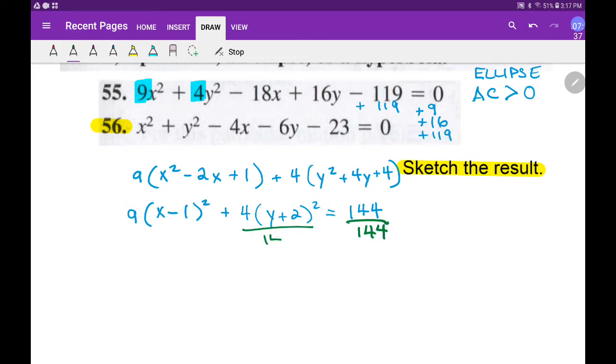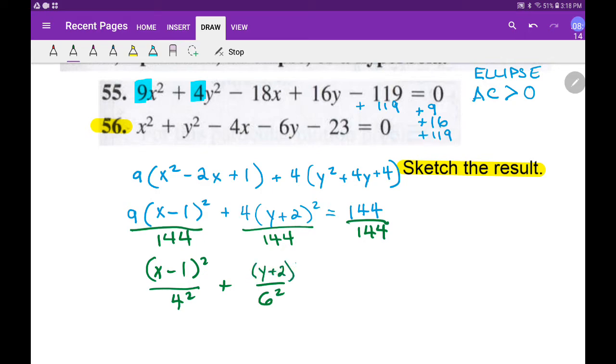I divide everything by 144. And let's see what's left over. 144, I should be able to do this in my head. But for some reason, it's got to be 16, right? X minus 1 squared over 16, or 4 squared, plus the 4 comes out, and what's left? I think I was going to say 72, but that's not right. It must be 36. So 6 squared. I'm going to check my work just to make sure. And I'm equal to 1. So let me check real quick. 144 divided by 9 is indeed 16. And 144 divided by 4 is 36.